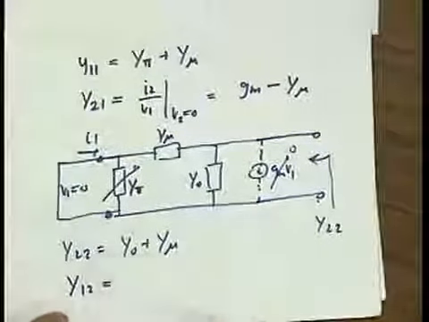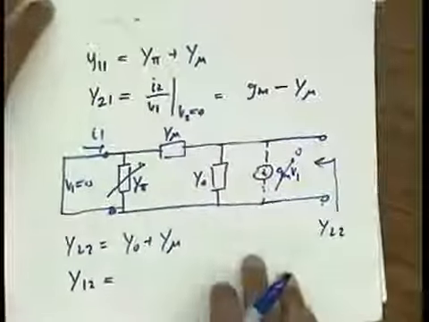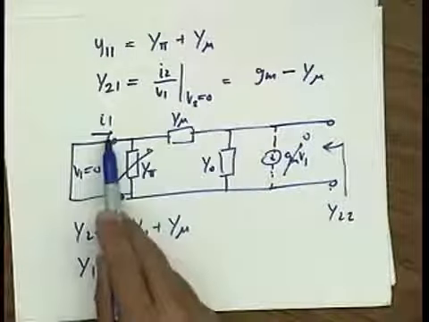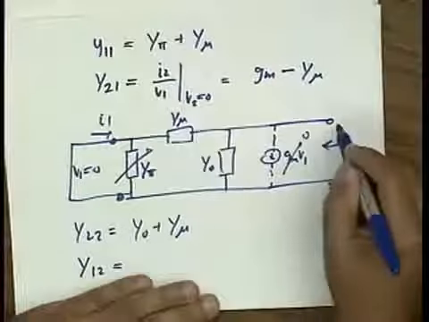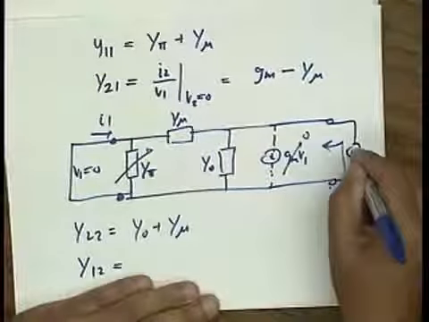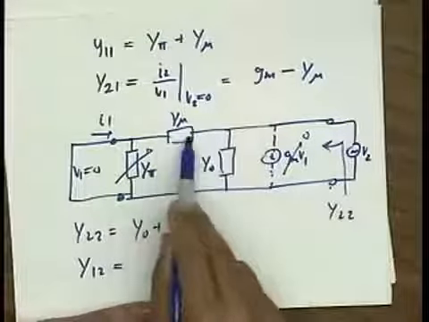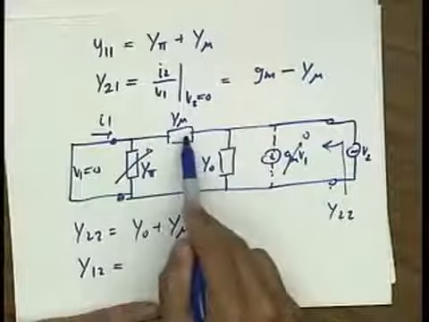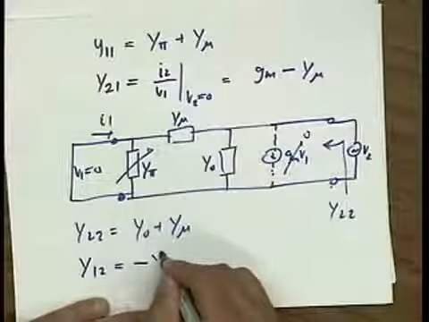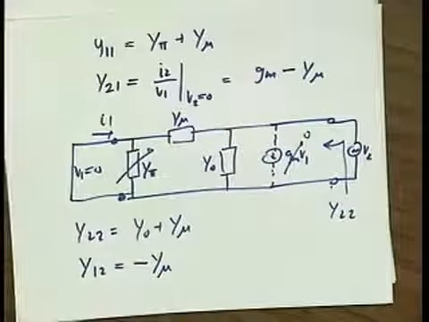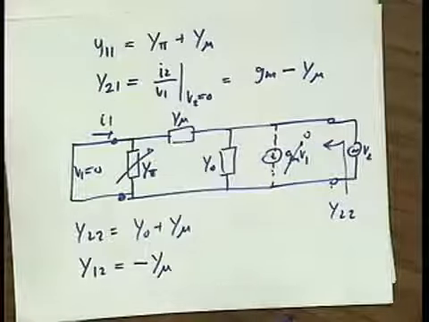and Y12, which remember is the feedback, the element that makes our device non-unilateral, is the current I1 due to applying a voltage V2 here. And you can see that that current is just minus the current that's flowing, V2 Y mu. So it's minus Y mu. So I have it. I have the Y parameters of my transistor.